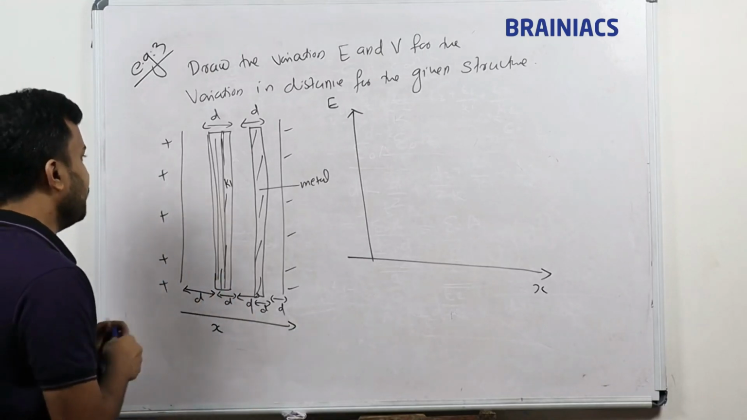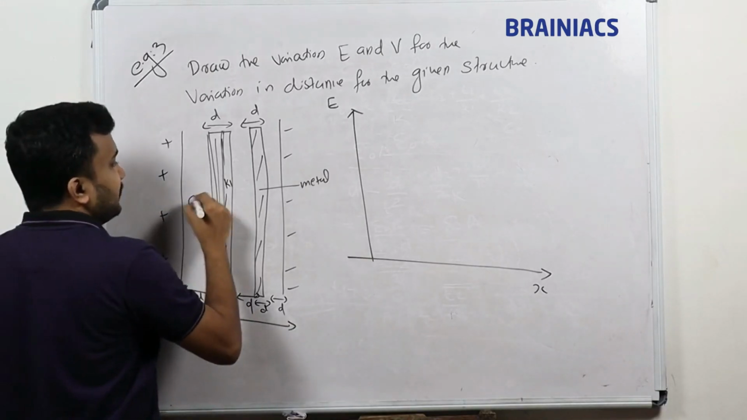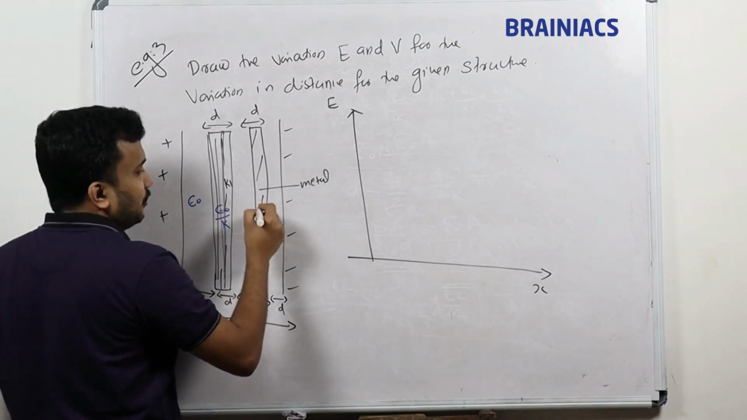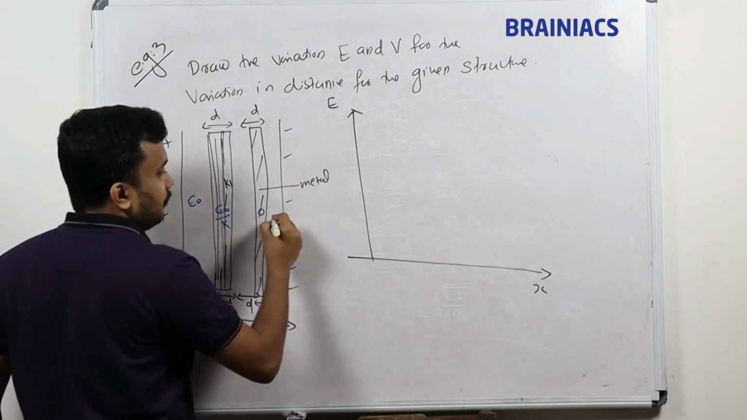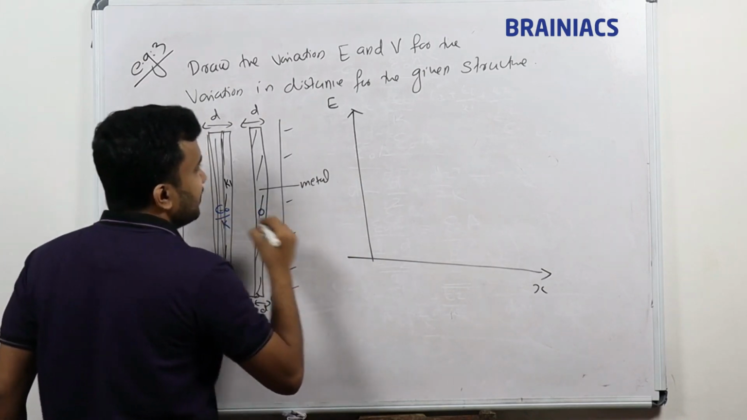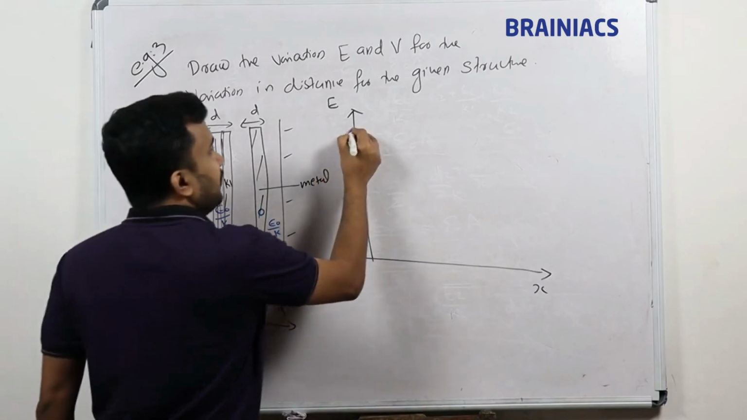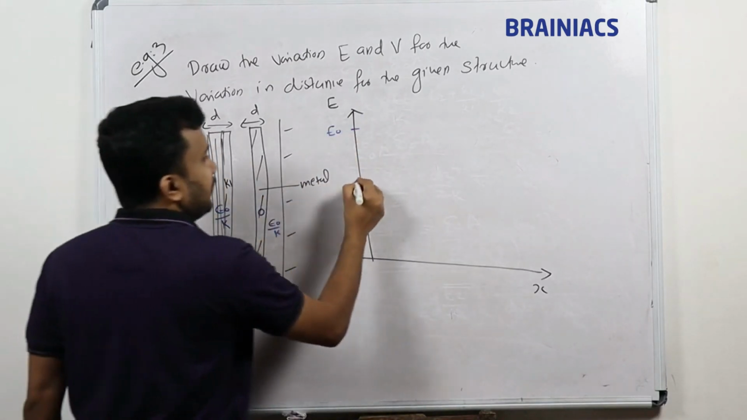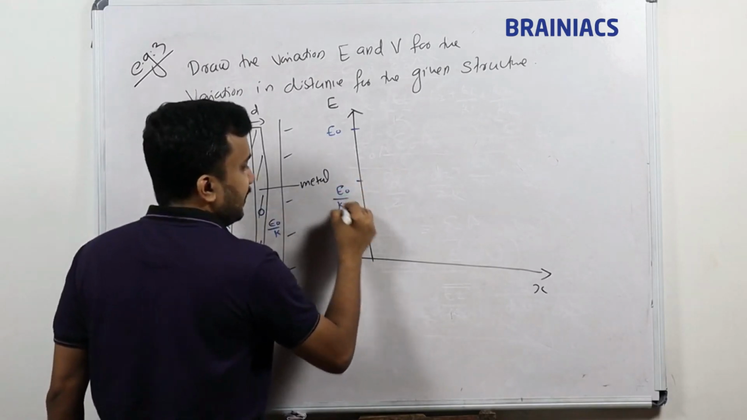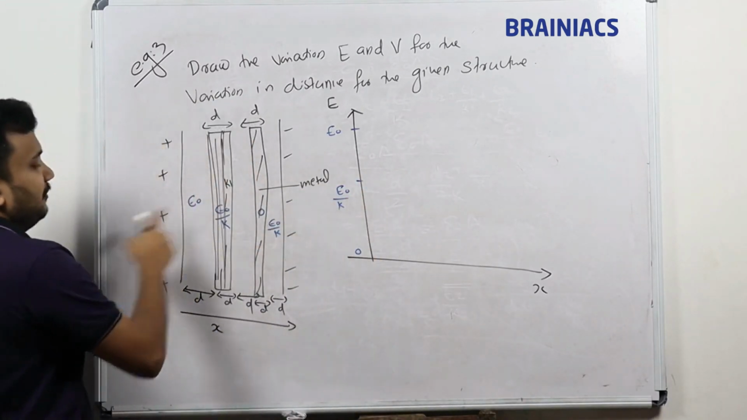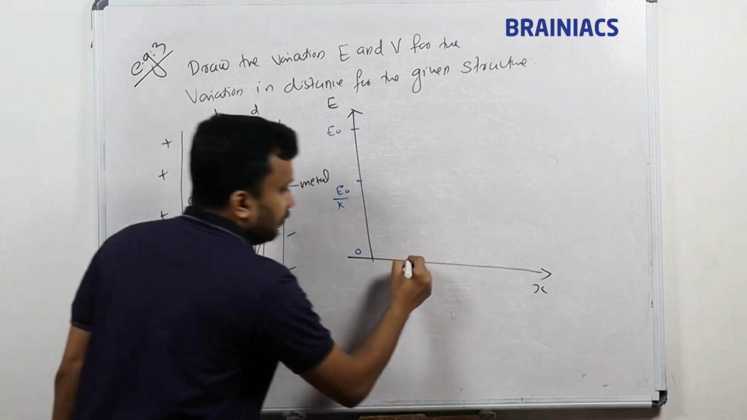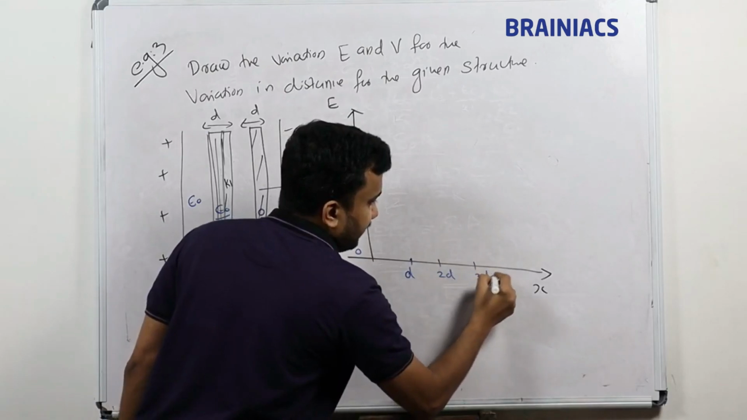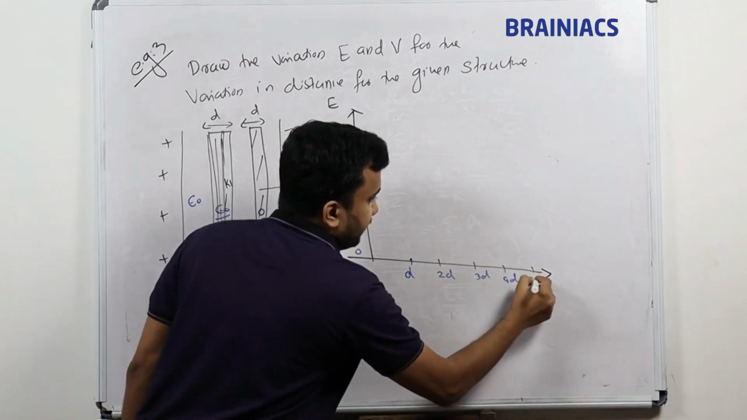First, in the dielectric, the field is E0. Here it is E0 by K. Here it's a metal, so the electric field is 0. Here again E0 by K. This is the variation we are going to draw. So E0 on the top level, then E0 is reduced to E0 by K, and of course this is the 0 point. Here the distance we have to plot is D and 2D, and this is 3D, this is 4D, and this is 5D.